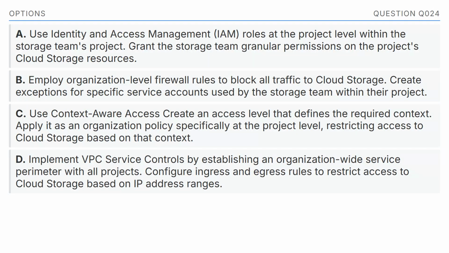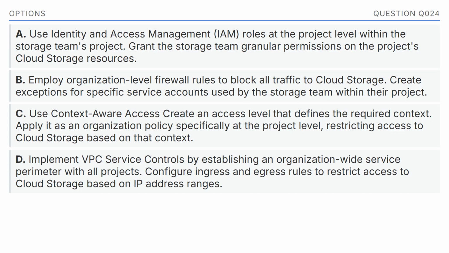The options are: Option A, use Identity and Access Management (IAM) roles at the project level within the storage team's project. Grant the storage team granular permissions on the project's cloud storage resources. Option B, employ organization-level firewall rules to block all traffic to cloud storage. Create exceptions for specific service accounts used by the storage team within their project.